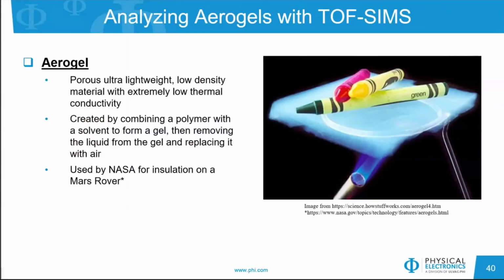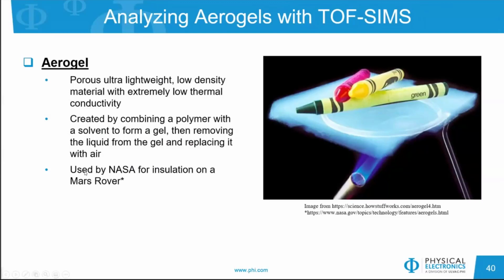So another application of depth profiling with TOF-SIMS is looking at the composition of aerogels, a mixed polymer with organic and inorganic components. An aerogel is a porous, ultra lightweight, low density material with extremely low thermal conductivity. It's created by combining a polymer with a solvent to form a gel, then removing the liquid from the gel and replacing it with air. So it's a very lightweight material.